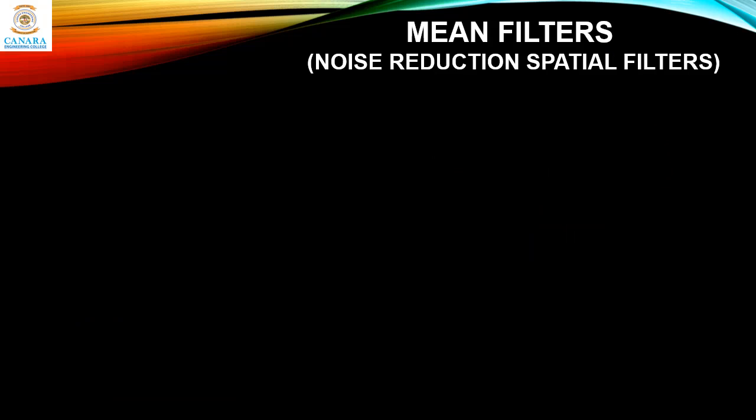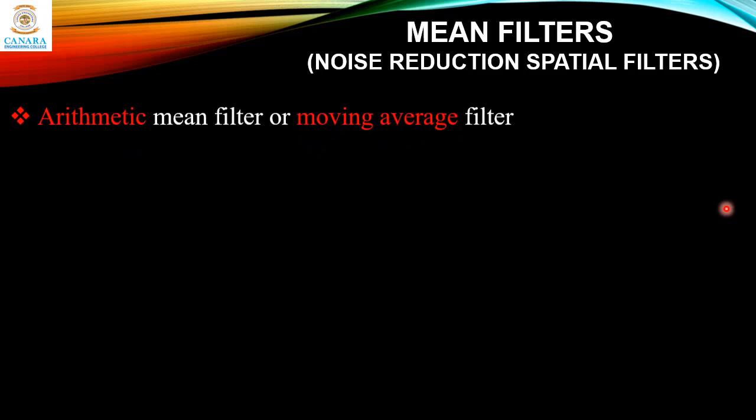The first type of filters we are going to learn for image restoration are the mean filters. Basically they are noise reduction spatial filters. The first type of mean we can have is the arithmetic mean, which is basically the moving average filter that we have studied in depth in the last module. We take the summation over the window. If it is a 3 cross 3 window, we'll take the average of 9 pixels. If it is 5 cross 5, we'll take the average of 25 pixels.